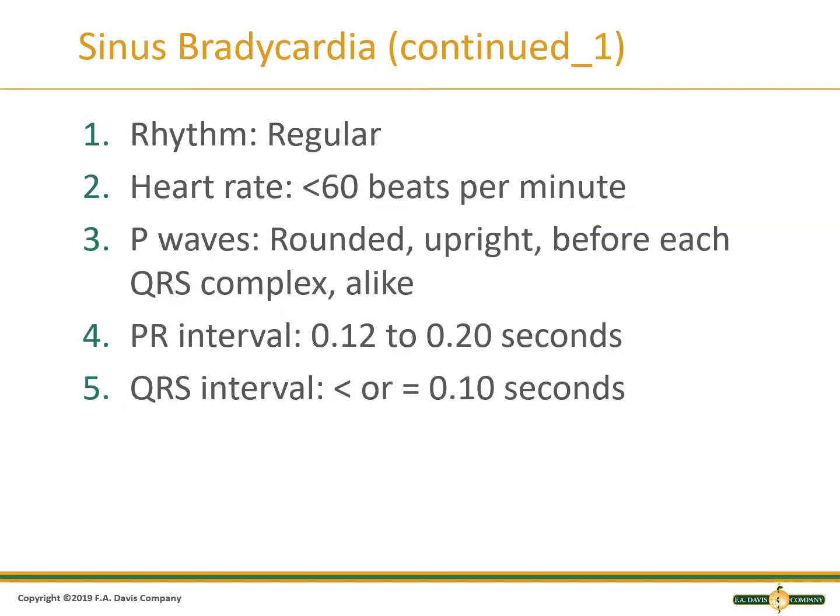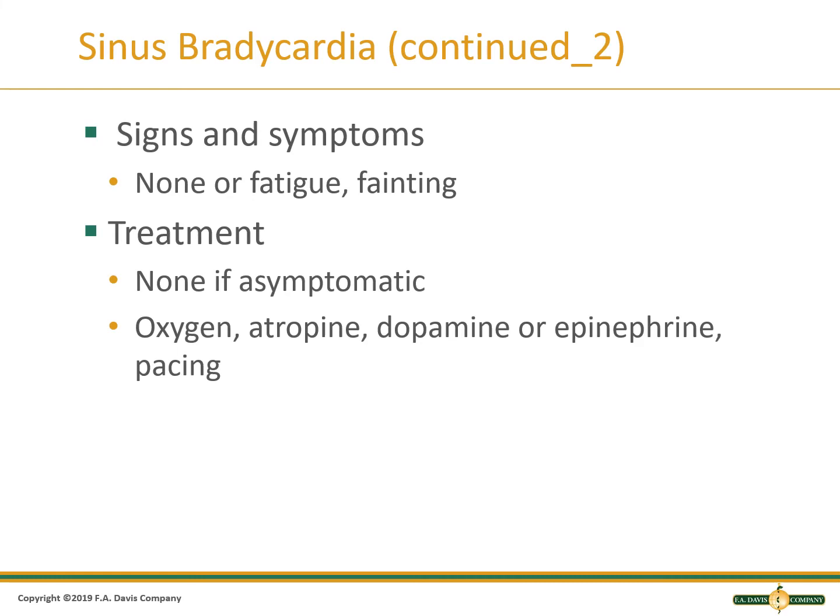So, for sinus bradycardia, the rhythm will be regular, heart rate is less than 60 beats per minute, P waves are still rounded and upright before each QRS complex and alike. PR interval is 0.12 to 0.20 seconds, and the QRS interval is less than or equal to 0.10 seconds. Bradycardia can be asymptomatic or symptomatic. Symptomatic bradycardia can cause decreased blood pressure, respiratory distress, diminished or absent peripheral pulses, fatigue, or syncope.